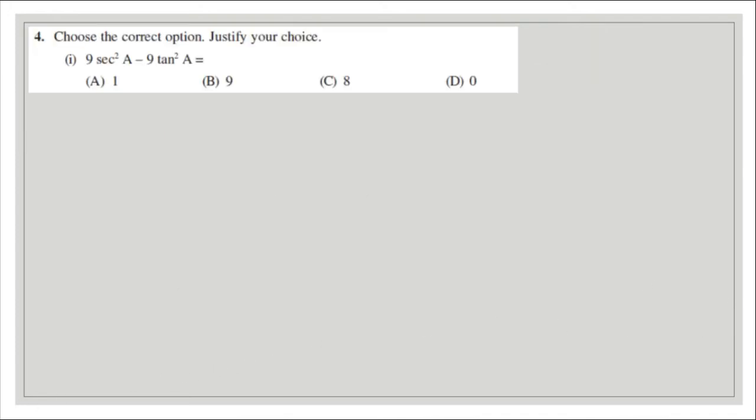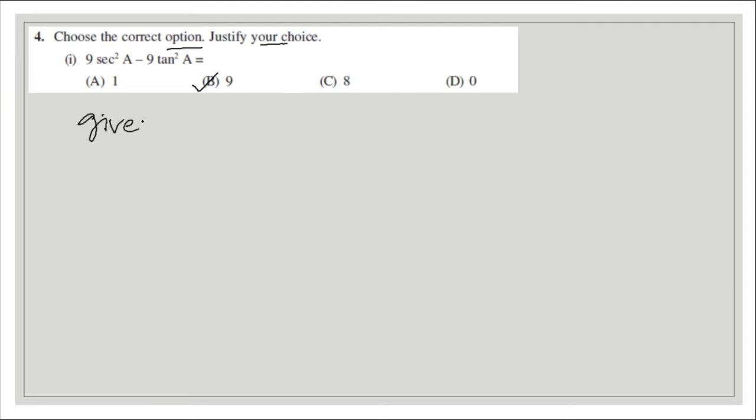Question number 4. In the fourth question, we have to choose the correct option and justify the answer. First one is 9 times of secant square A minus 9 times of tan square A equal to, I think the correct answer is B. Let's find it out.